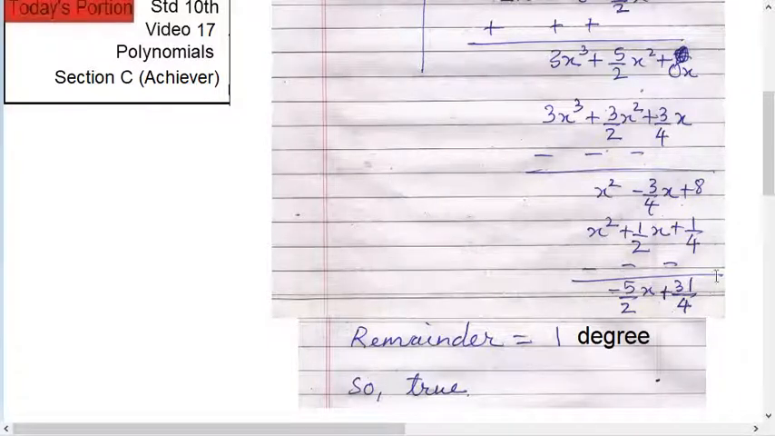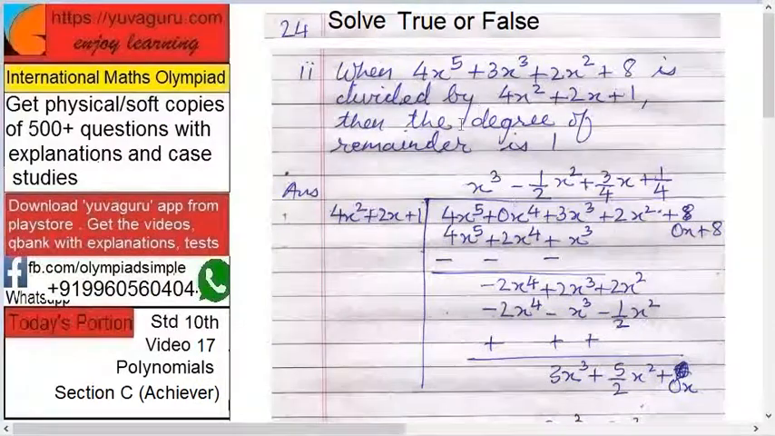What is the degree of this remainder? Degree means the highest power of x. That is 1. So remainder equals to 1 degree. So what is asked? The degree of the remainder is 1. So true. This is true.